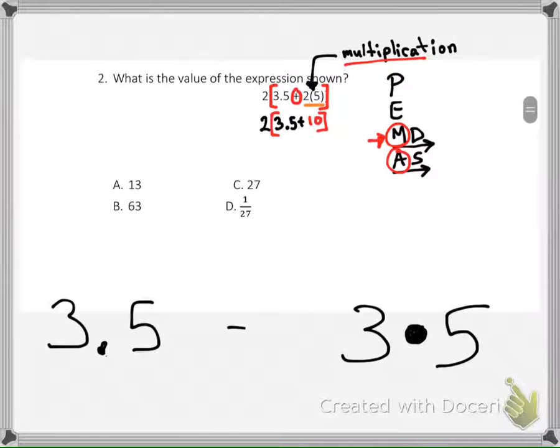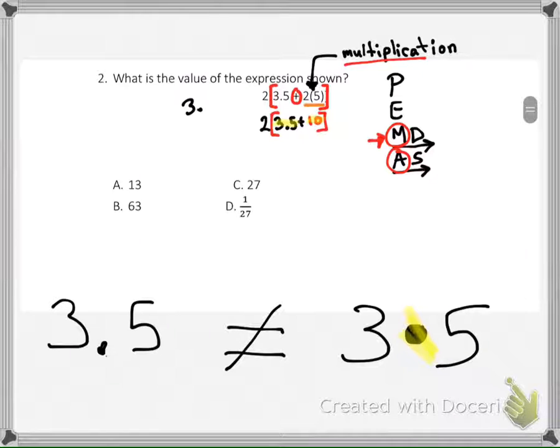So 3.5 and 3 times 5 are not equal to each other. Please don't make the mistake of thinking that the decimal is a times symbol. It is only a times symbol if it's big like this one and it's in the middle of the two numbers, not down at the bottom. Okay, let's go back to the problem. So you have 3.5 plus 10 inside the parentheses. Because you still have those parentheses there, you have to make sure that you do that first. 3.5 plus 10.